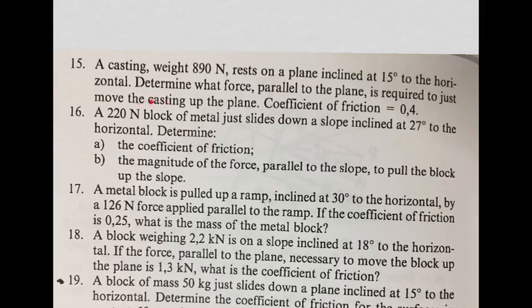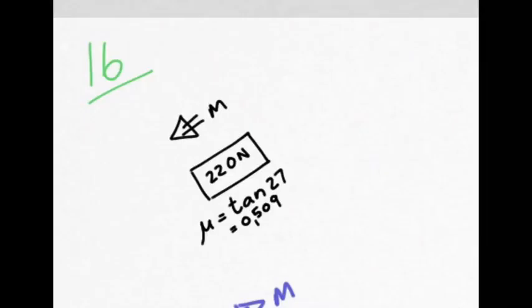In number 16, they tell us a 220 newton block of metal just slides, that's important, just slides down a slope inclined at 27 degrees to the horizontal. Determine the coefficient of friction, and then determine the magnitude of the force parallel to the slope to pull the block up the slope. So first things first, we were told that the block slid at 27 degrees. And we've just learned that that was another way of determining mu. So mu is equal to tan 27, which is 0.509.